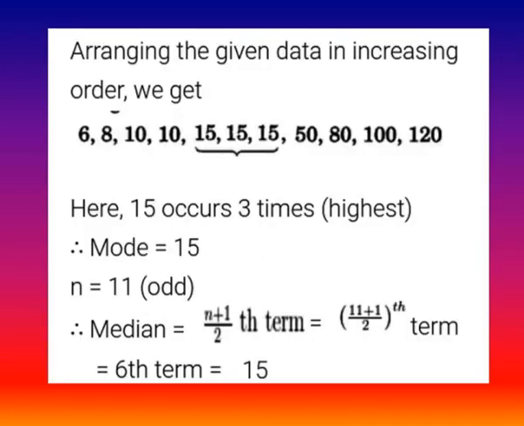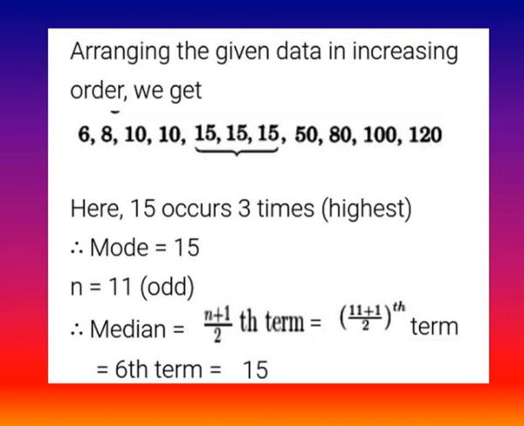Next, we are finding the mode and the median. For that, firstly, we are arranging the given data in increasing order, and we got 6, 8, 10, 10, 15, 15, 15, 50, 80, 100, 120. Here 15 occurs 3 times, so the mode of the given data is 15.